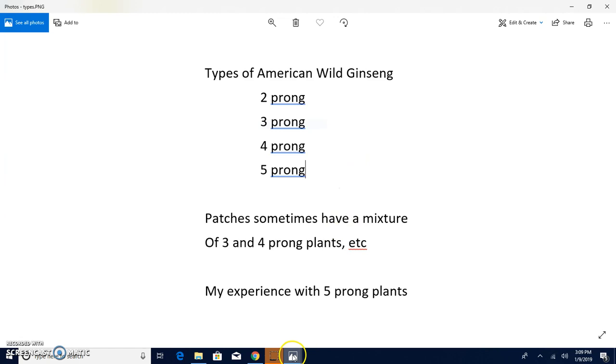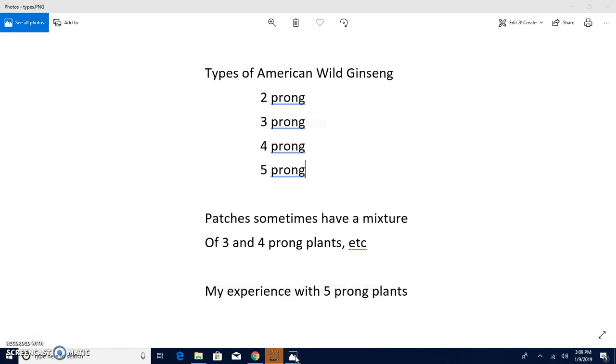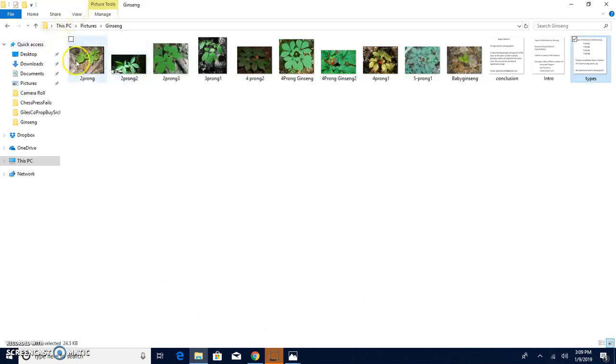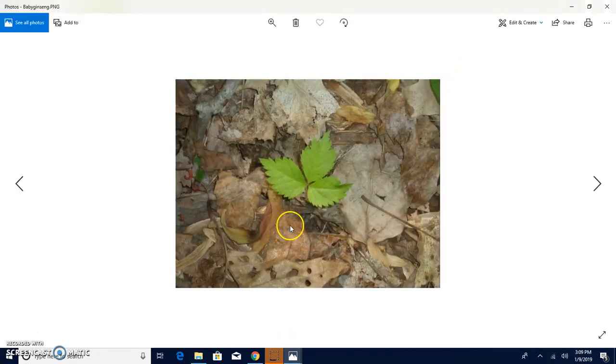So we're going to go on to the next slide and talk about these. Actually, I want to show you some pictures of ginseng plants. First, we'll pull up a picture of a baby ginseng plant. That's what baby ginseng plants look like. They only have three leaves. Not until they become two-prong, three-prong, four-prong or five-prong plants do they develop these other two tiny leaves here at the bottom. So that's a baby ginseng plant.